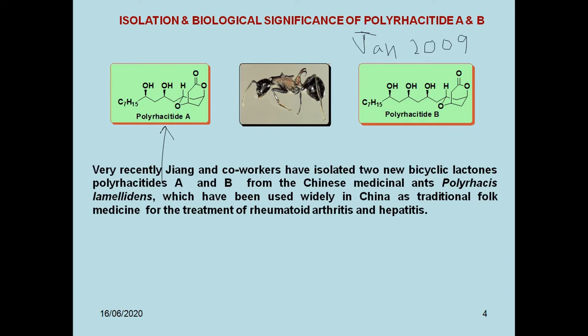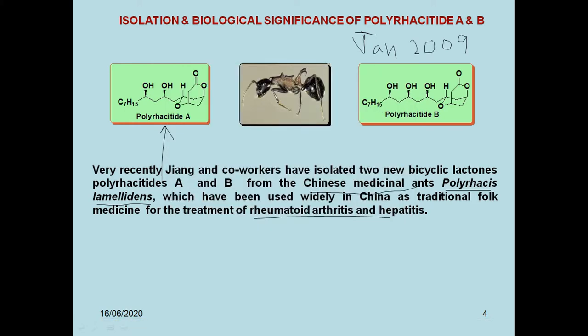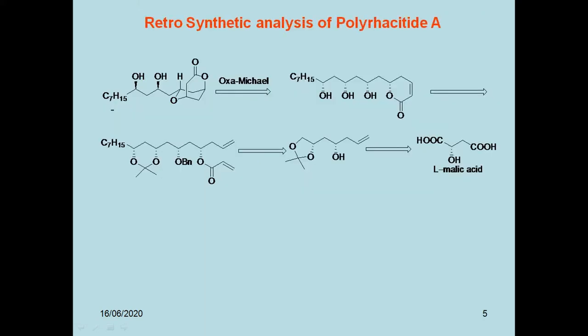So here this molecule is isolated from this polyrhesis lambda lens, which has been used widely in China as traditional folk medicine and for the treatment of rheumatoid arthritis and hepatitis. So these molecules are isolated from Chinese medicinal herbs. So after seeing the isolation paper, my supervisor gave the molecule to me.